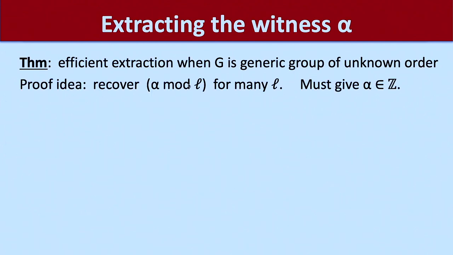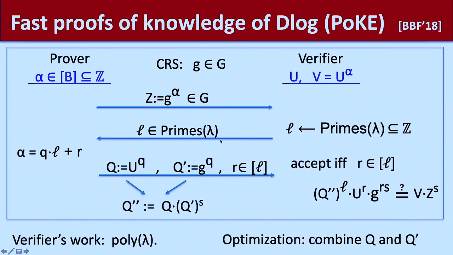Okay, so can we extract? Well, again, unfortunately, to prove that this protocol is secure, we have to assume that the group of unknown order is generic. We could have used a knowledge assumption, but it just seemed more elegant to prove this in a generic model. And the proof is kind of a cute proof. To extract alpha, we're going to rewind the prover and send him many, many L's. Every time we give him a different prime, he gives us alpha mod that prime. So we're going to run the prover with lots and lots of L's, collect alpha mod L1, alpha mod L2, alpha mod L3, and so on and so forth. That presumably will give us alpha.